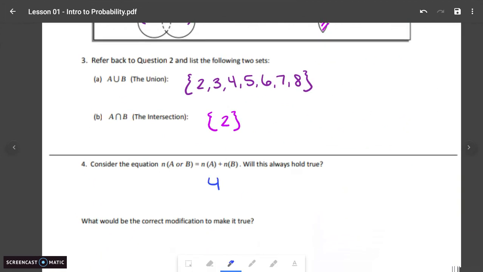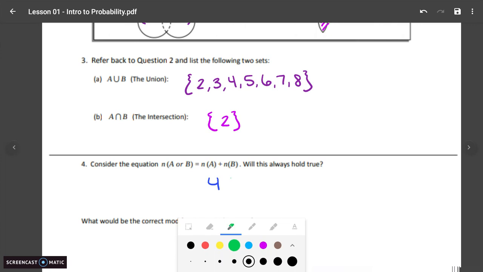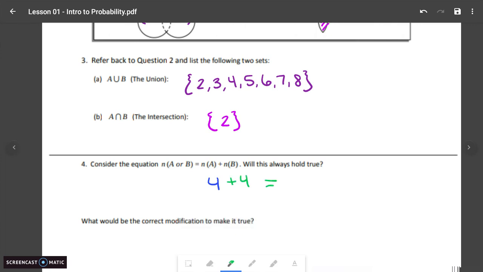And the number of B was also 4. So when I count up those numbers, I get 8 total. Okay, so that should match what I had in the union here, but notice it doesn't. I have 1, 2, 3, 4, 5, 6, 7, 8. I only have 7 numbers there.